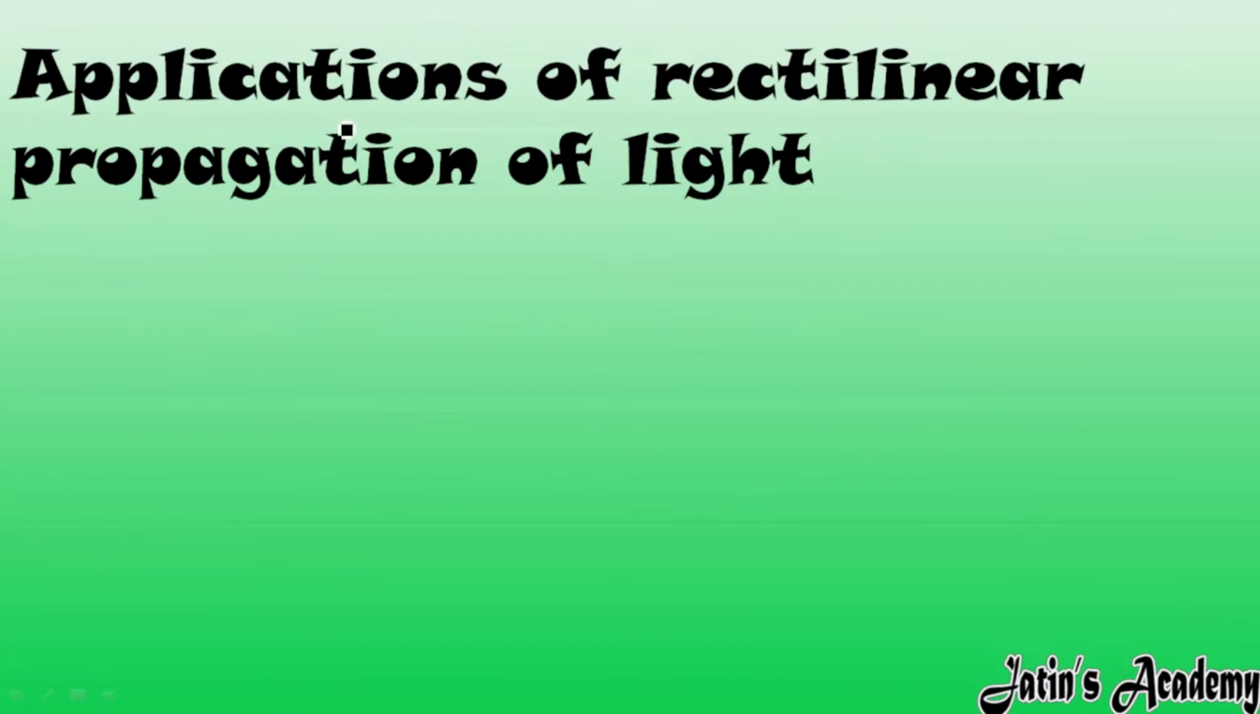Okay. So next topic we are having applications of rectilinear propagation of light. As we have already studied about rectilinear propagation of light, what do you mean by rectilinear propagation of light? It means the property of light in which light moves in a straight line through the transparent medium. This property is known as rectilinear propagation of light. And due to this property, there are three applications.